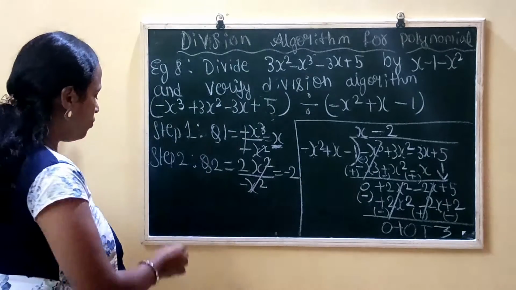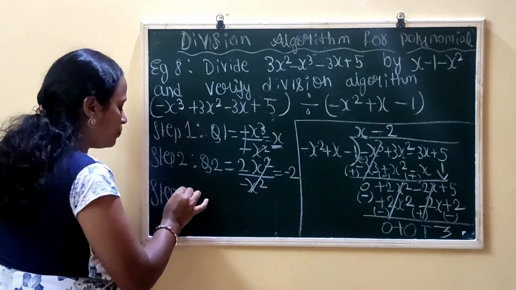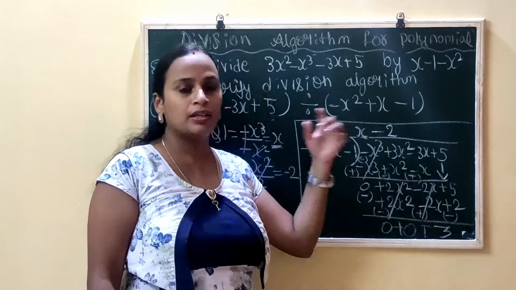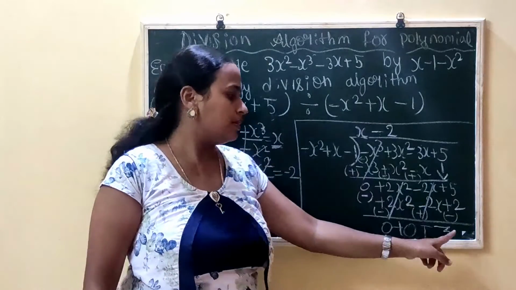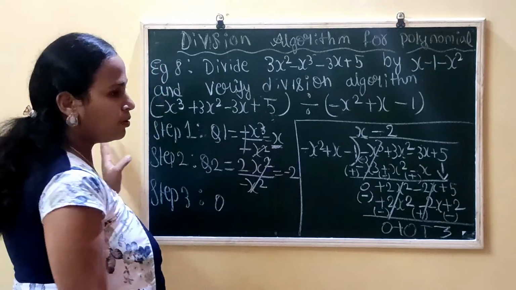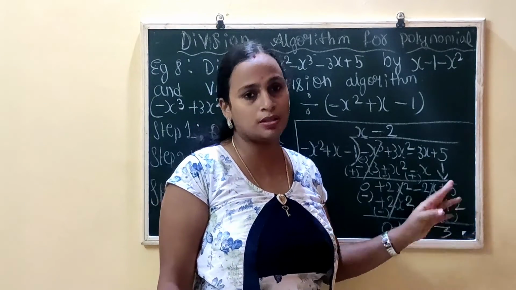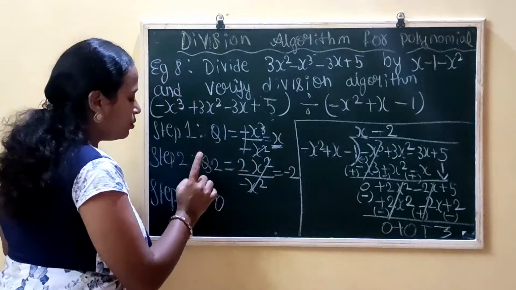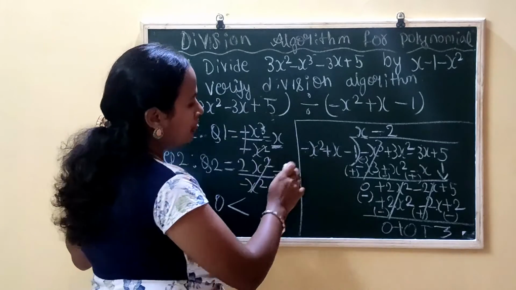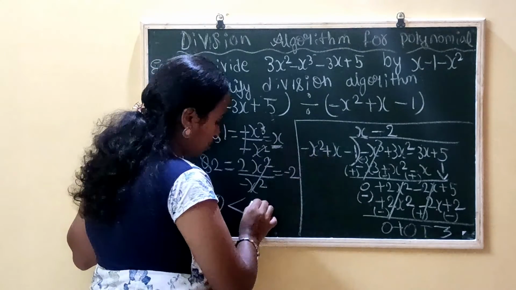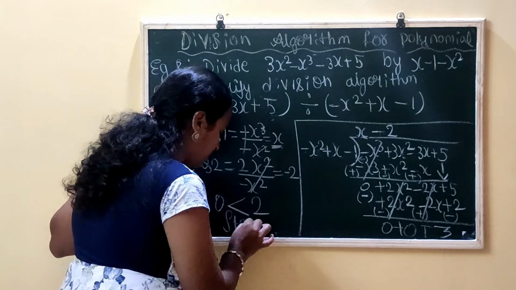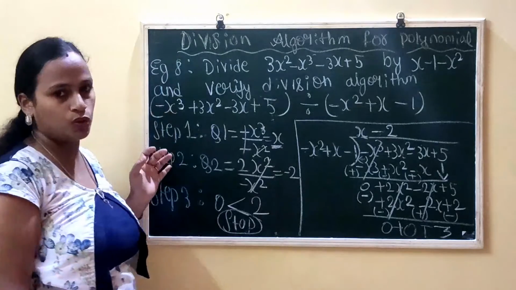Okay. Now we will move on to the next step. Step 3 says you need to check that the degree of the new dividend is less than the degree of the divisor. So what will be the degree of the new dividend? It is equal to 0, right? You have 3. 3 into x power 0 is 3 only. So 0 is the degree of the new dividend. It is less than the degree of the divisor. So the degree of the divisor is 2. 0 is less than 2? Yes. Then you need to stop. Hence you need to stop.